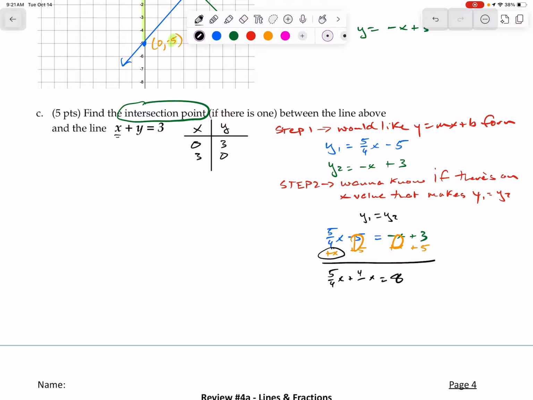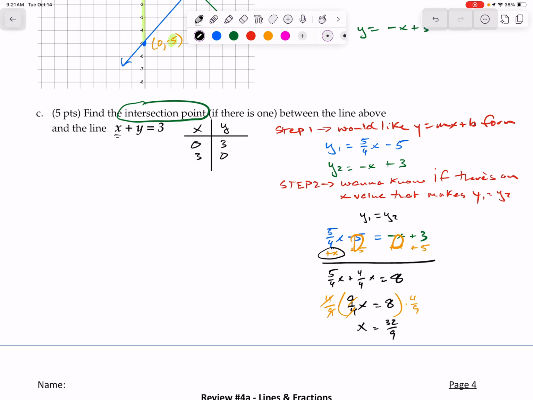4/4. I want a common denominator, right? 4/4 x. So 9/4 x equals 8. Let's multiply both sides by the reciprocal. Boom, boom, boom, boom. We get x all by itself. X equals 8 times 4 is 32, so 32 over 9.